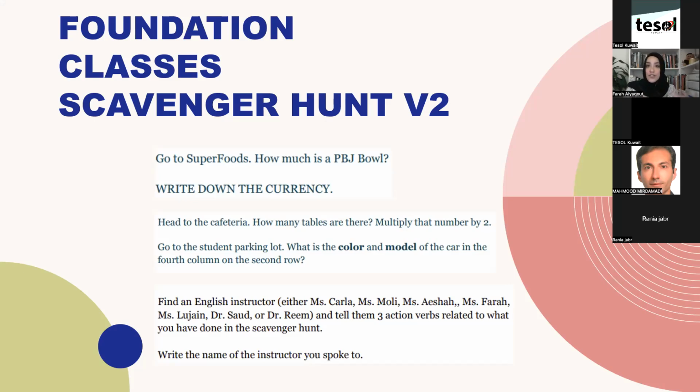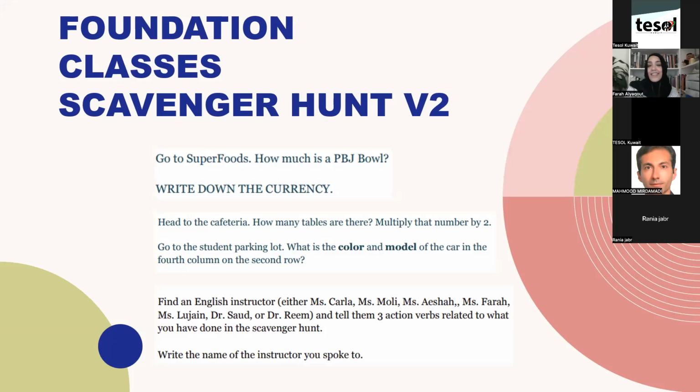There were a lot of instructions. Go to the student parking lot. What is the color and model of the car in the 4th column on the 2nd row? This was me trying to emphasize a computing concept for Excel. So columns and rows, just trying to make sure that they understood what a column was, what a row was. I had sat there and noticed what car was there, and I really hoped that car hadn't moved, but I knew what the car should be.